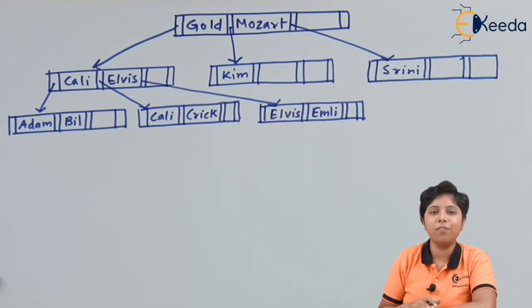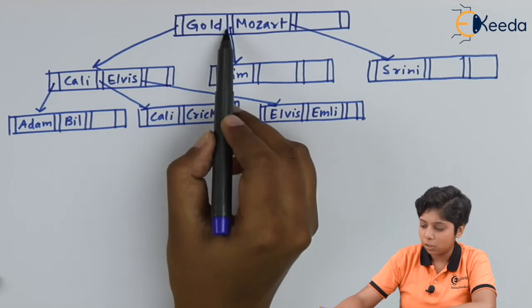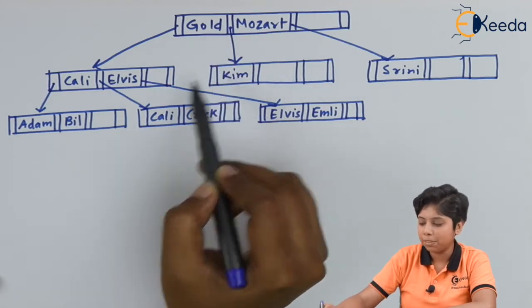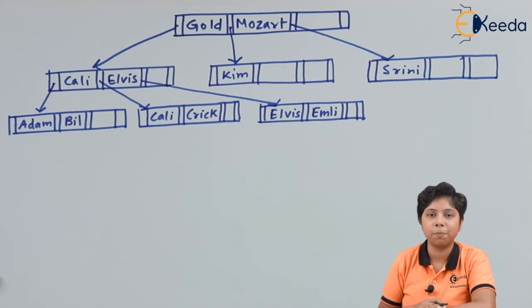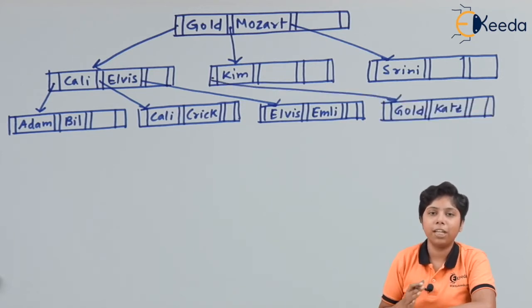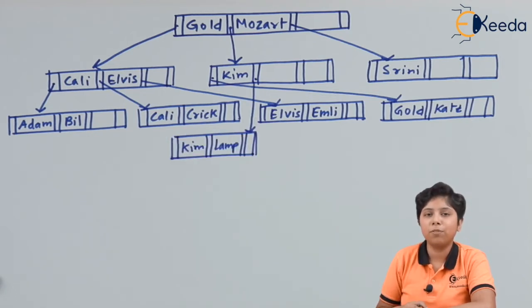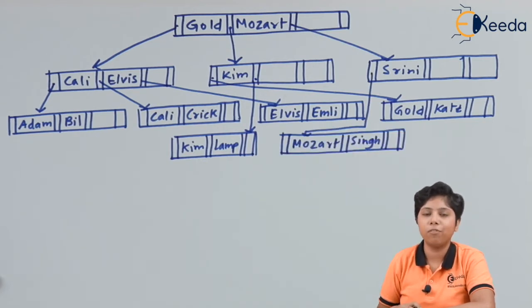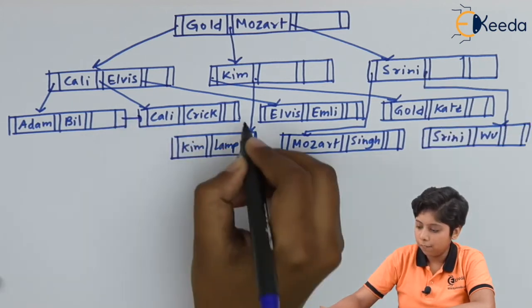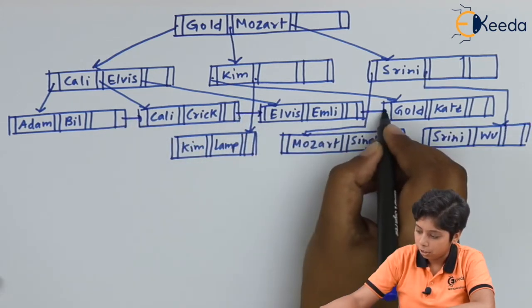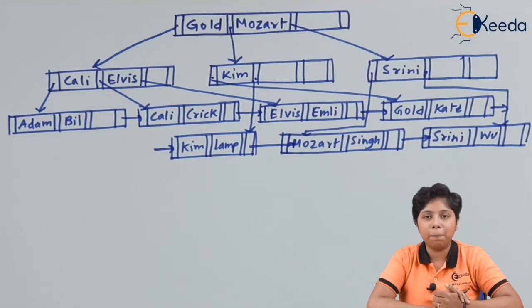Now on the left side of the Kim, we will have the leftover gold value, that is, the cats. As gold belongs to the Kim's left side, it has to contain gold as a part. So gold and cats will be on the left side of the Kim. The right side of the Kim will contain Kim and lamp that is being added. Now the left side of Srini will have Mozart and Sing. Finally, the right side of Srini will have Srini and Vo. And all the leaf nodes will be connected with each other. Now this is the insertion in a B plus tree.